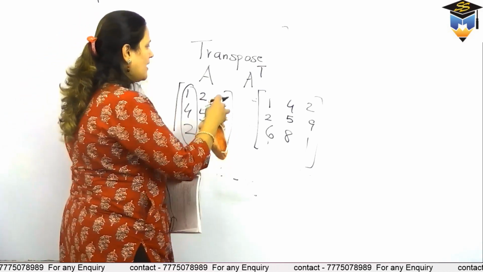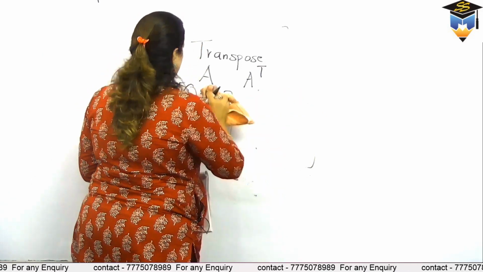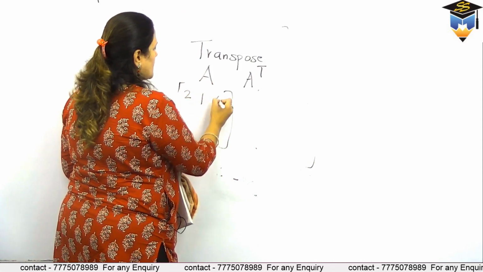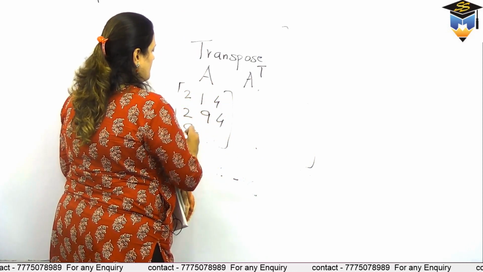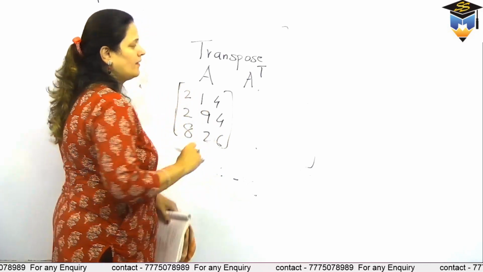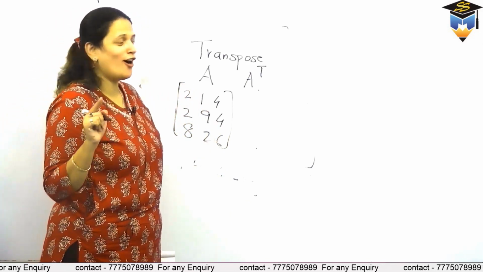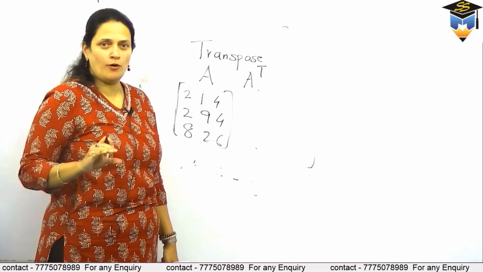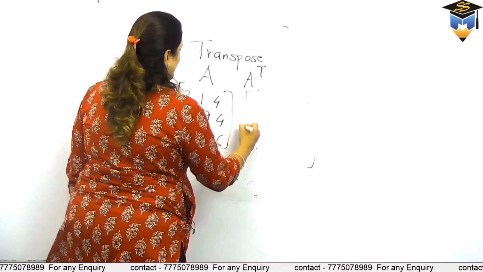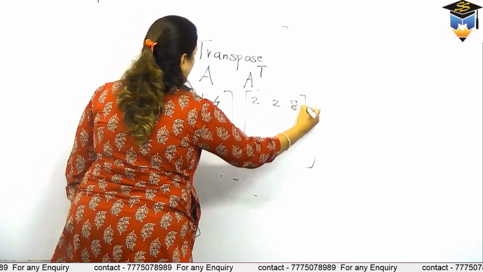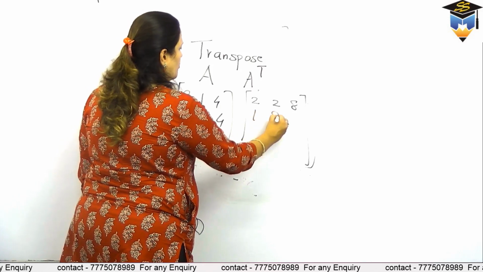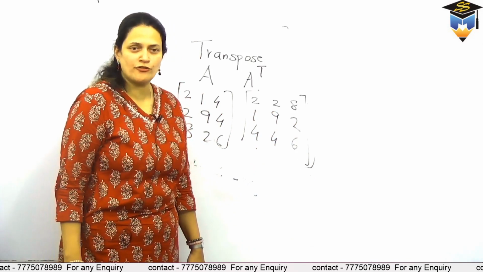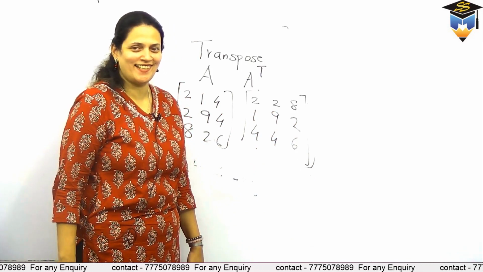Let me give you another one, and find the transpose of this. As I told you, the first column you have to write in the form of a row. So I'm going to write 2, 2, 8 over here, 1, 9, 2 over here, and 4, 4, 6. Understood the concept of transpose? Easy, isn't it?